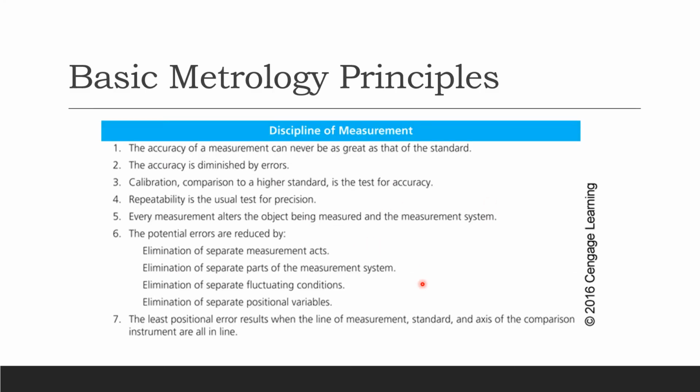All right, so this table, you have to know this. You can read it from here all the way to here. So this is your basic metrology principles, the discipline of measurement. What do we have to do? The accuracy of a measurement can never be as great as that of the standard. Okay, again, accuracy. Every measurement that you're measuring, you're comparing to an accepted standard. So you've got to compare your measurement to the standard. Therefore, your measurement can never go beyond that standard.